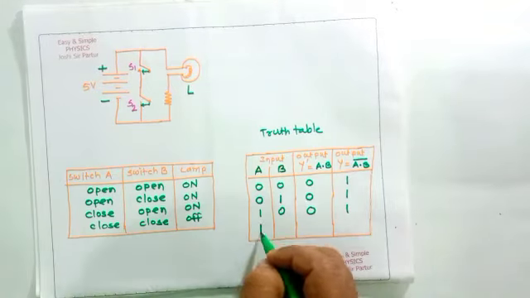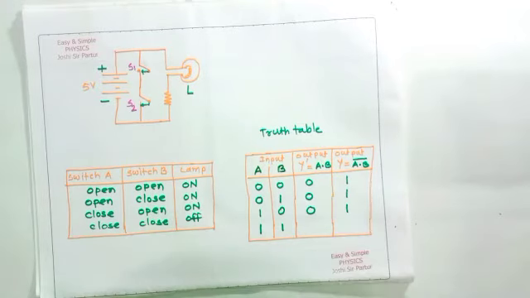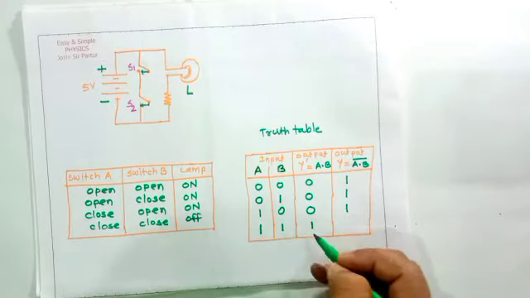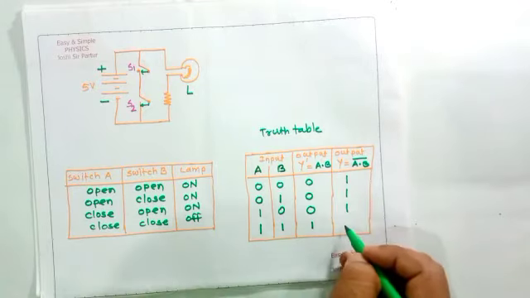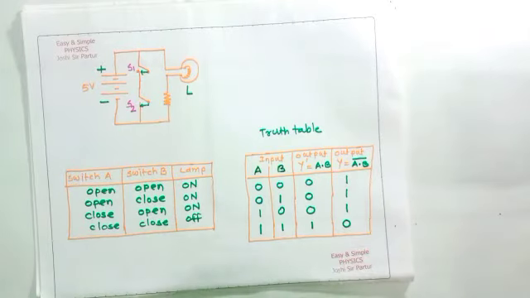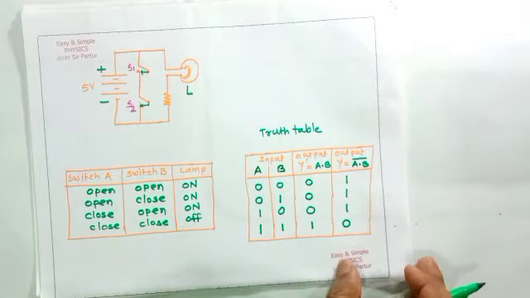If both inputs are high, then output Y dash will also be high, and so output Y shows low. We can say that if both inputs are low, the output will be high, and if both inputs are high, then the output will be low. This is the truth table for the NAND gate.